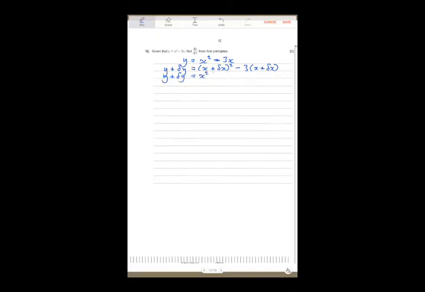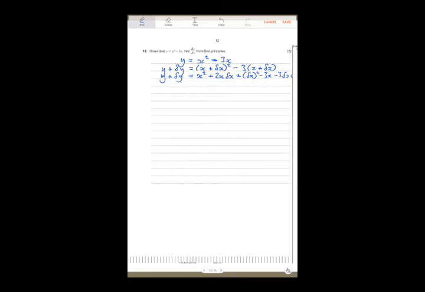We get x squared plus 2x delta x plus delta x all squared, and then we expand that as well. We get minus 3x minus 3 delta x. So remember, we've got a minus outside the bracket, changes both of those positive terms into negative terms.